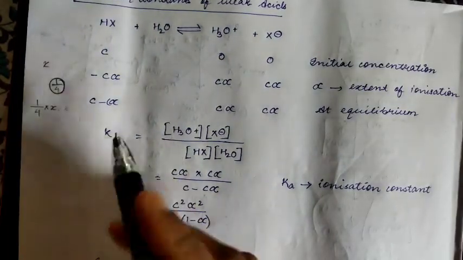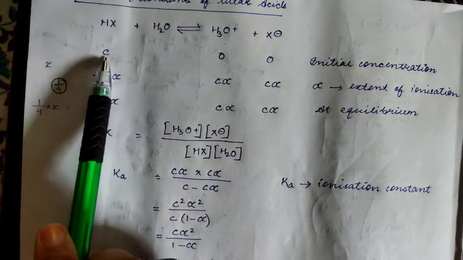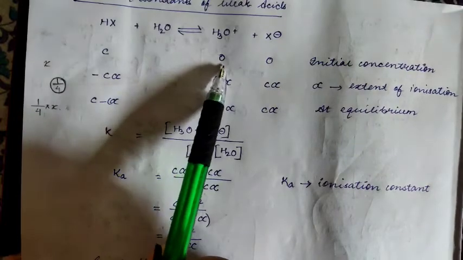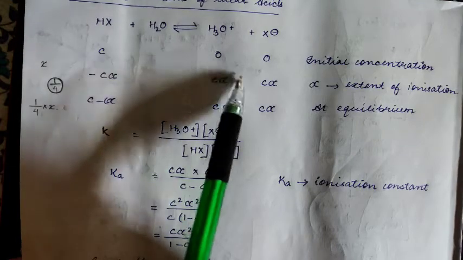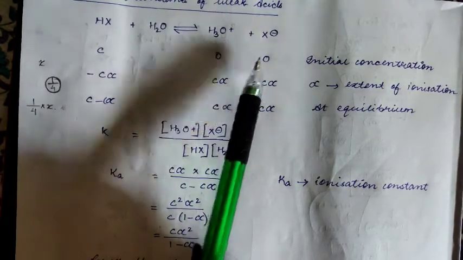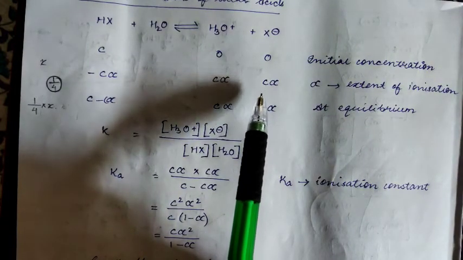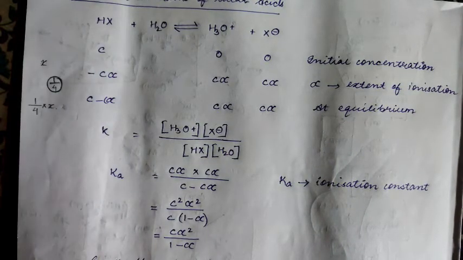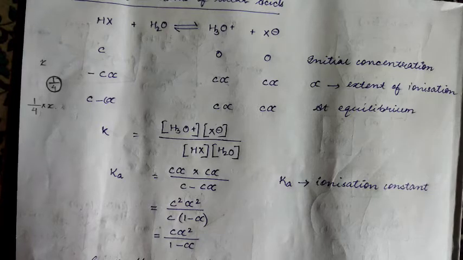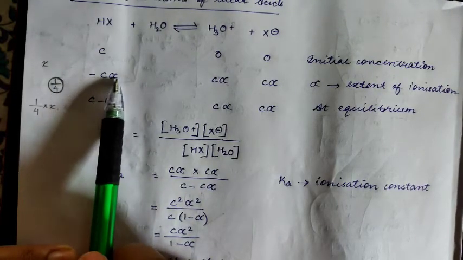Now initially, before the reaction was starting, only the concentration of the reactant was present and there was no product formation. So the initial concentration, let us consider this as C and this as 0. But suppose after some time the reaction has occurred. Alpha is the extent of ionization, meaning how much of the molecules has been converted into ions, how much of the product is formed. So for that you have to do here minus C alpha.